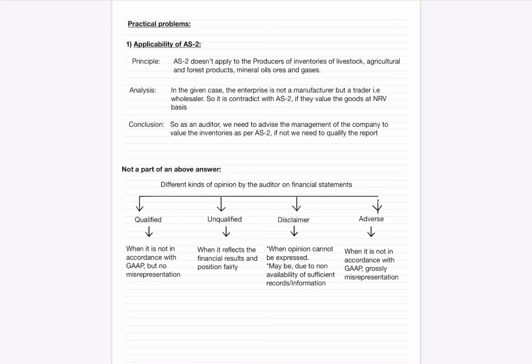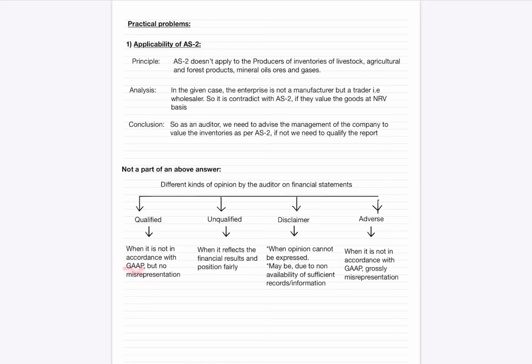In conclusion, I explained the qualification of audit report. So here we need to know what are the different kinds of opinion that can be expressed by the auditor in his audit report. The auditor can express four kinds of opinion. First one is qualified, and the next one is unqualified opinion, and the next one is disclaimer opinion, and the final is adverse opinion.